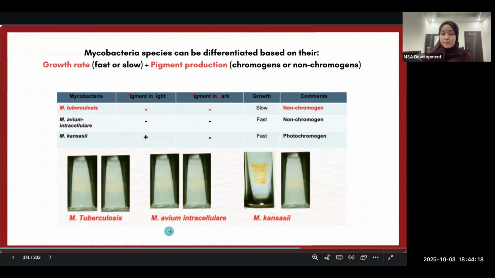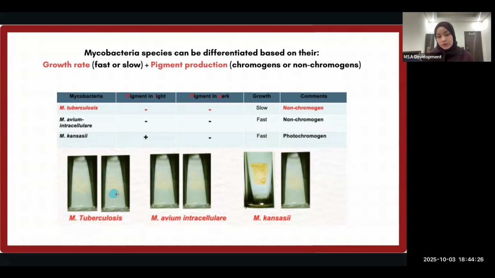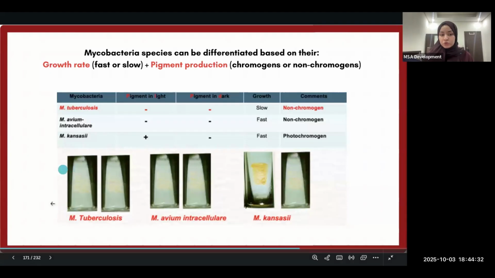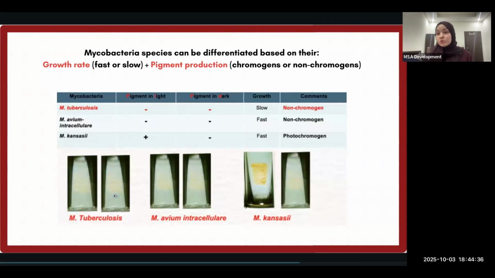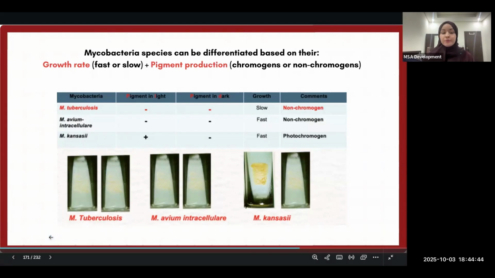Mycobacterium avium, by the way, just so you know. So these tubes, the one on the left has been exposed to light. The one on the right has not been exposed to light. Or no, wait, the opposite. This has been exposed to light. This is not exposed to light. So if when exposed to light, it produces a pigment, this is a chromogen. It's pigment forming or pigment producing mycobacteria.